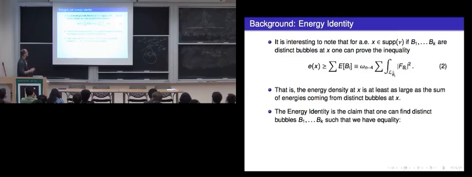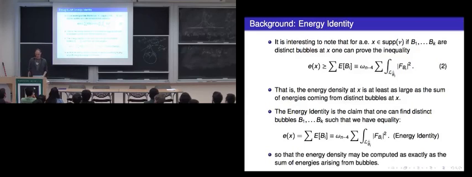More precisely, the energy identity is the claim that you can find some distinct bubbles. You have to be careful, maybe you missed one. But there are some number of distinct bubbles so that you have equality. So the energy density at that point is exactly the sum of the bubble energies. The amount you lose somewhere, you can exactly compute through these trivial four-dimensional solutions. Four-dimensional solutions are responsible for all energy loss, in some sense, in the limit, regardless of your dimension. It's just the four-dimensional trivial ones that contribute to the energy loss.